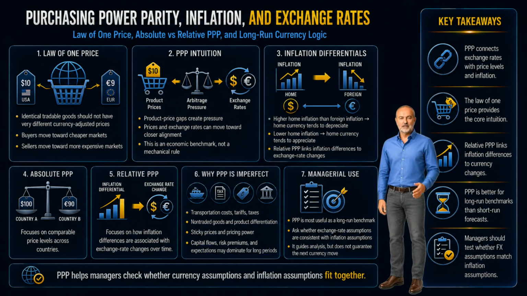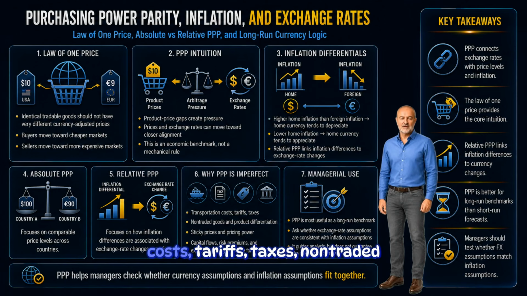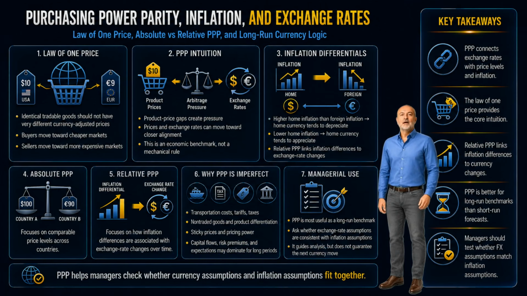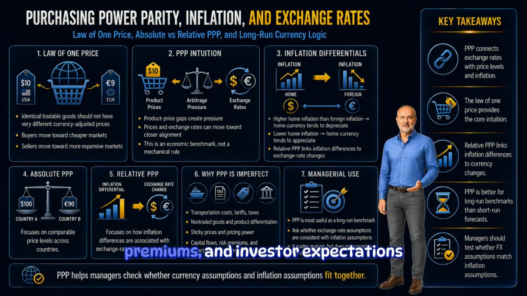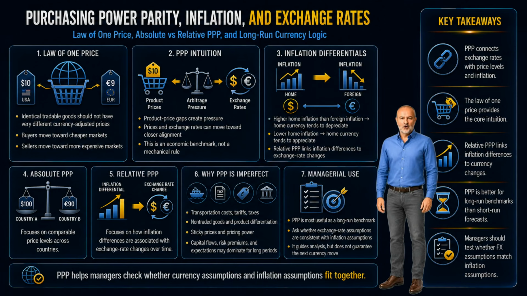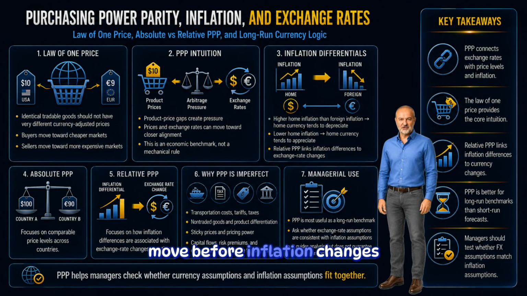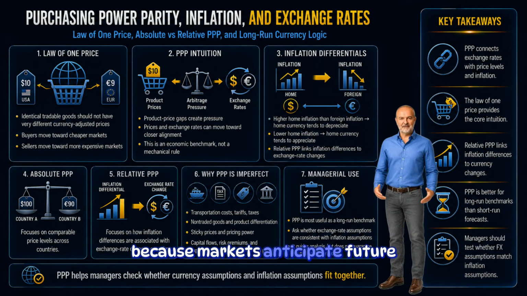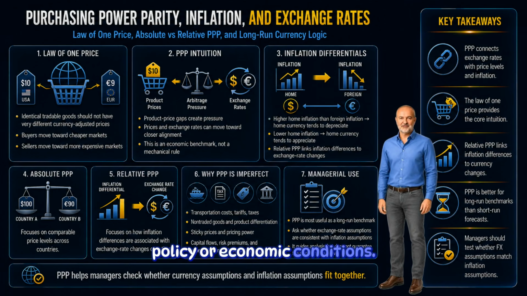PPP is most useful as a long-run benchmark, not as a precise short-run forecast. Real markets contain transportation costs, tariffs, taxes, non-traded goods, product differentiation, and firms with pricing power. Prices can also be sticky. Capital flows, changing risk premiums, and investor expectations may dominate goods market forces for extended periods. A currency may even move before inflation changes because markets anticipate future policy or economic conditions.